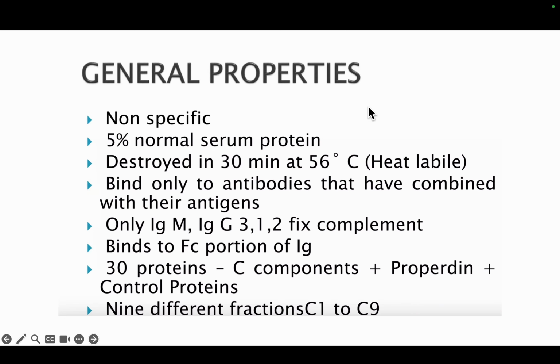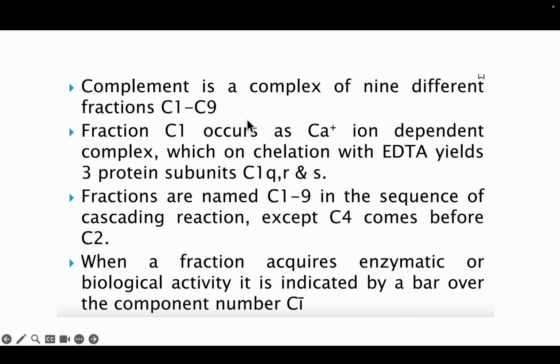So what are the general properties of this complement system? These are non-specific. It makes up 5% of normal serum protein and is destroyed in 30 minutes at 56 degrees Celsius, that is, it is heat labile. It binds only to antibodies that have combined with their antigens. Only immunoglobulin M and immunoglobulin G fix complement. It binds to the Fc portion of immunoglobulin. There are about 30 proteins, C components plus properdin plus control proteins. Complement is a complex of 9 different fractions, C1 to C9.